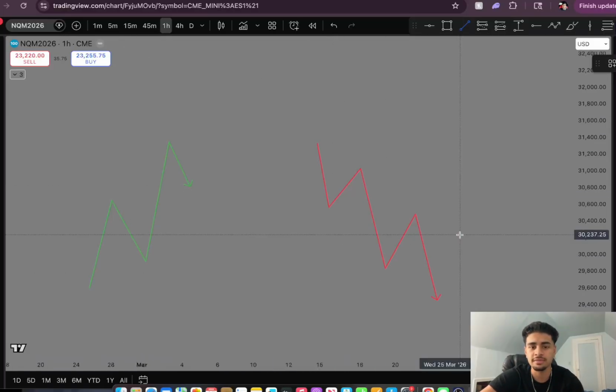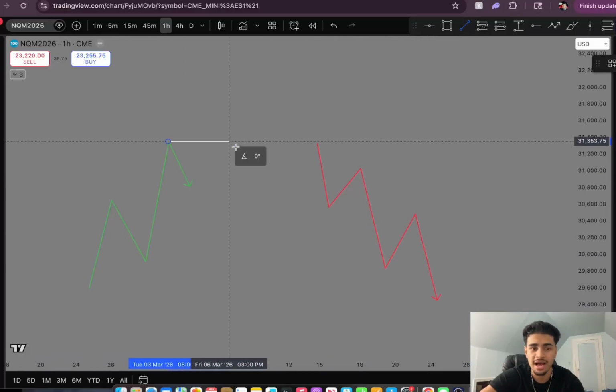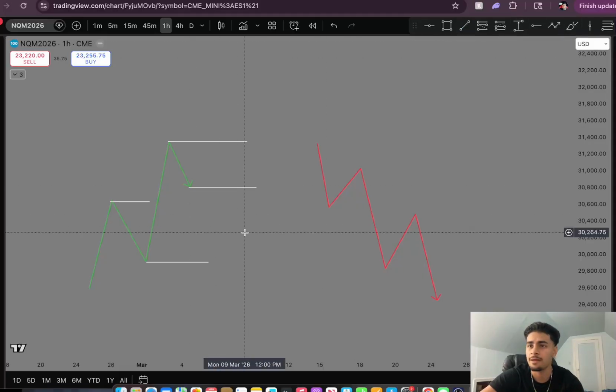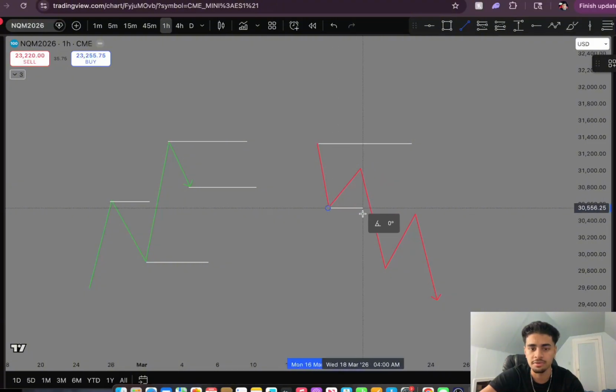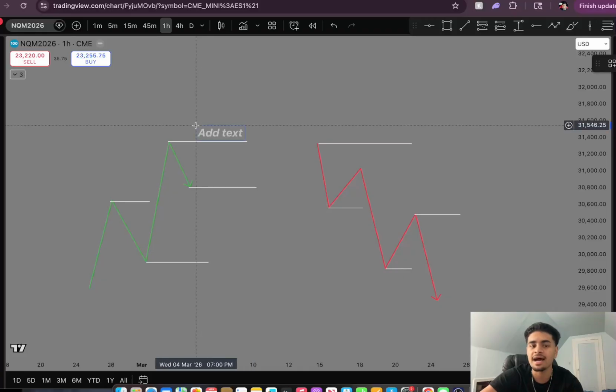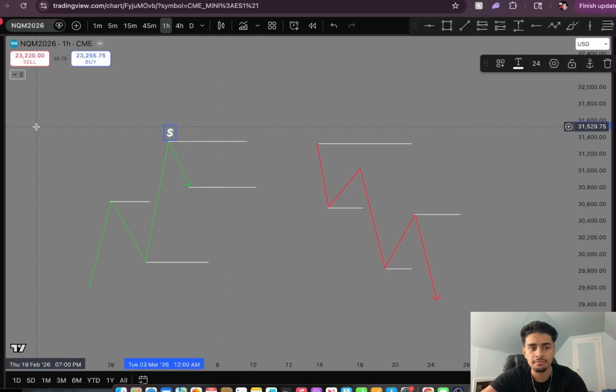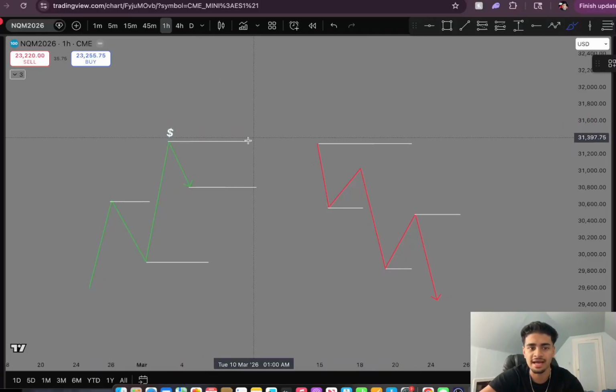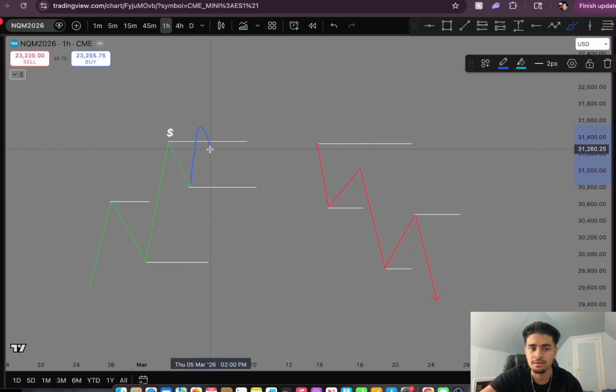Here's an uptrend, here's a downtrend. So basically these highs and these lows would be liquidity. And then same thing with the downtrend. These highs and these lows would be liquidity. And basically my point with this is that these highs and lows have money. What's happening is that that money is being taken. Just think about it like that.